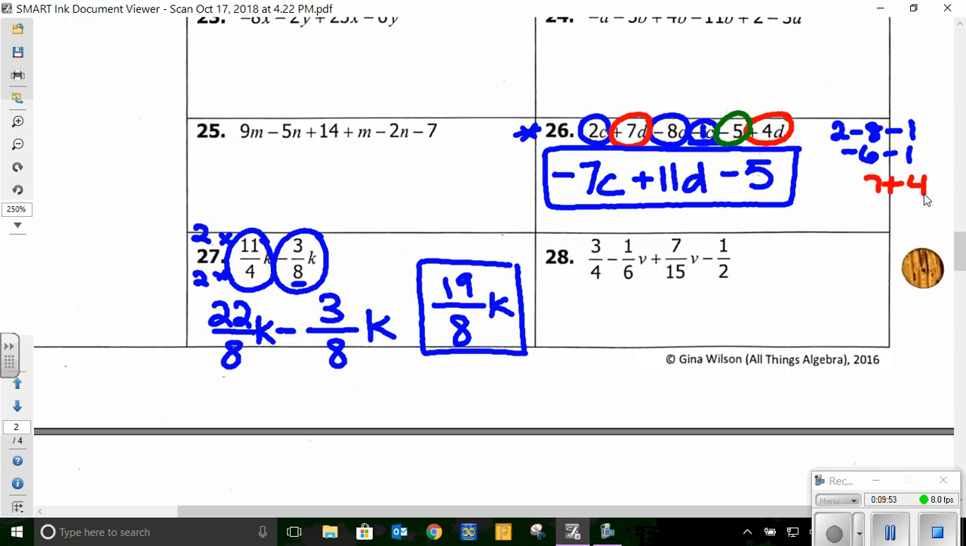All right, so that is combining like terms. Do the rest of these on this page for practice. And when you're done, check your work.